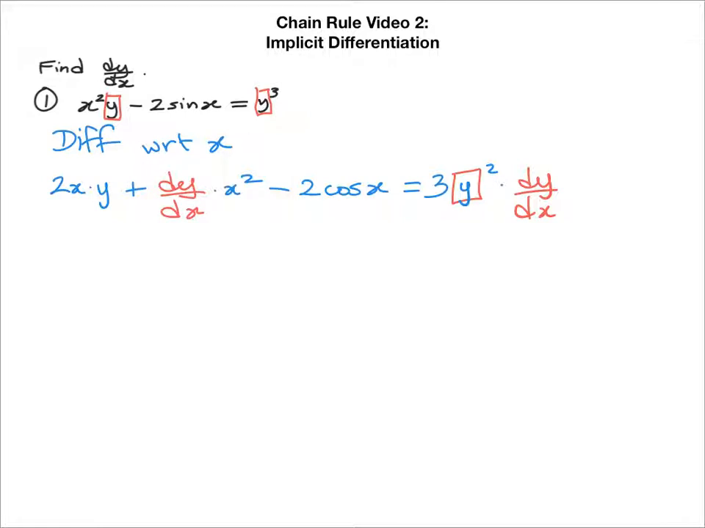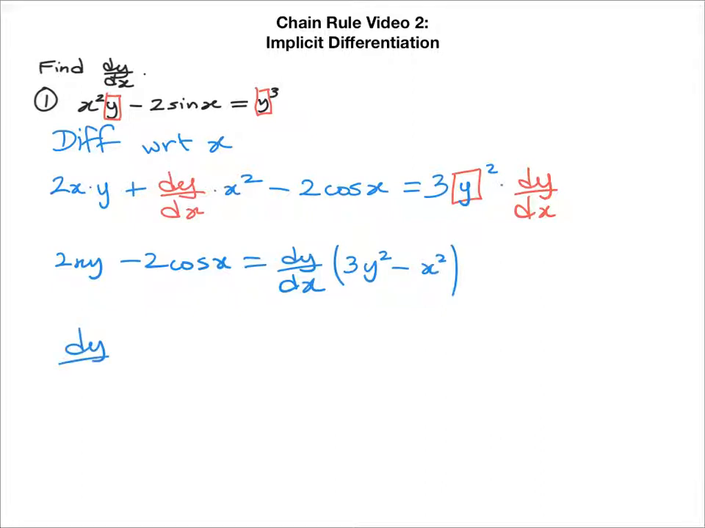And now what I need to do is isolate the dy/dx. So I move all the dy/dx terms to one side. It doesn't really matter which side. And then I move the other terms to the other side. So I'm going to have 2xy minus 2 cosine x equals, I'm going to factor out dy/dx in one step here. I usually don't in the first example, but I will here. 3y squared minus x squared, and then divide both sides by 3y squared minus x squared. So dy/dx equals 2xy minus 2 cosine x over 3y squared minus x squared.